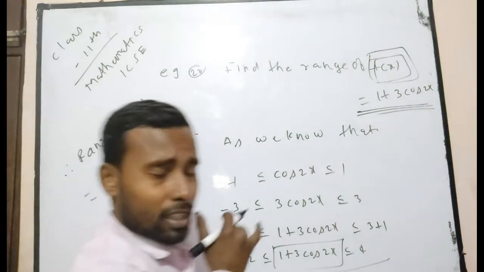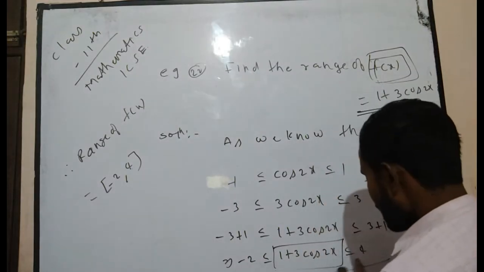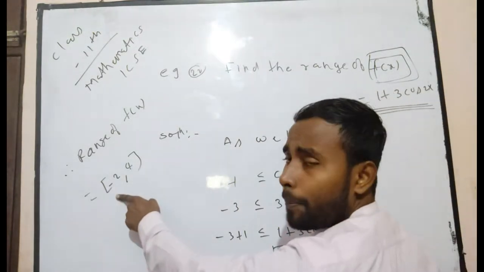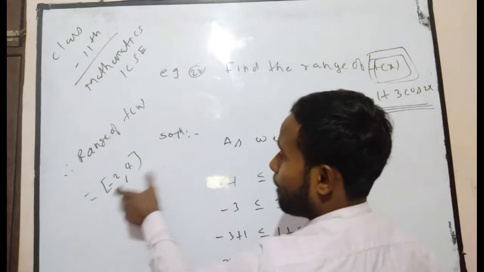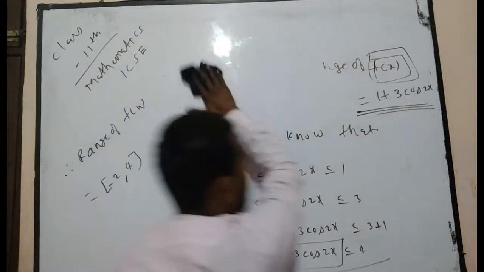As you know, I think you already know about intervals. So if on both sides you take equalities, then you use a closed interval. That means the range of this function will be minus 2 to 4. Now we take the next problem. This is a very simple problem.